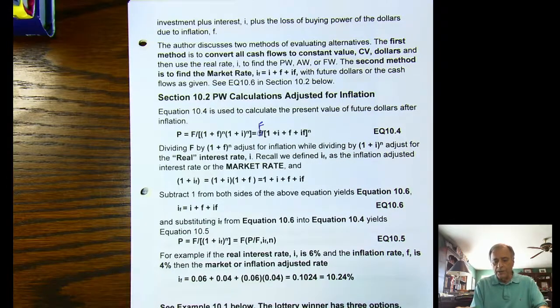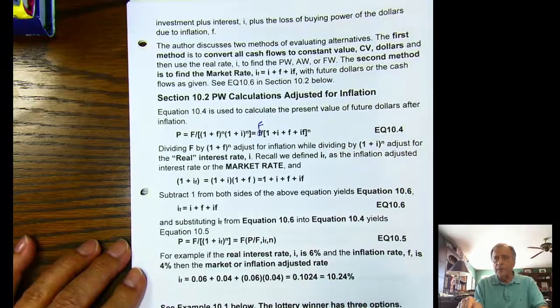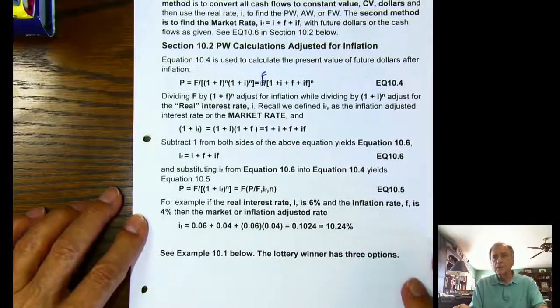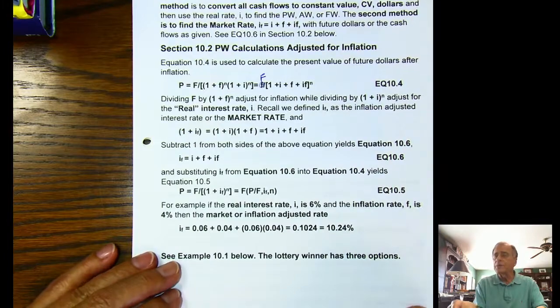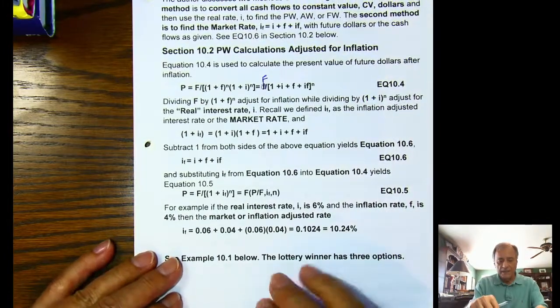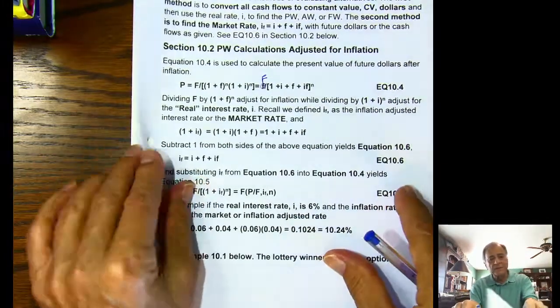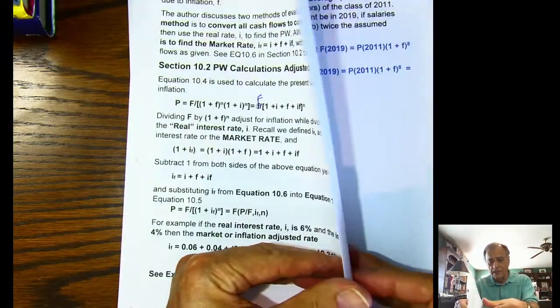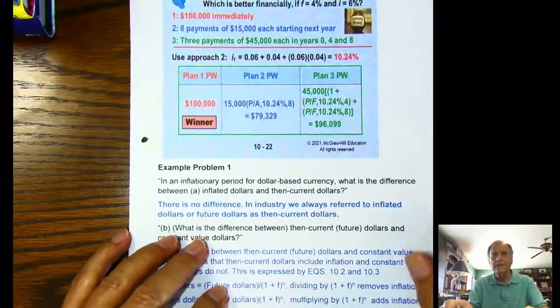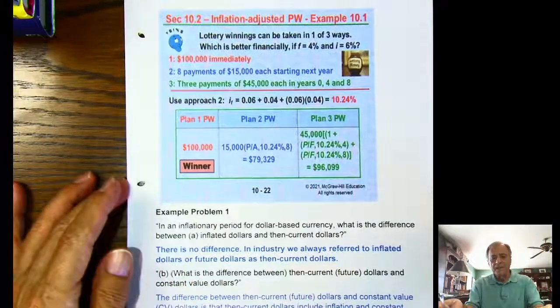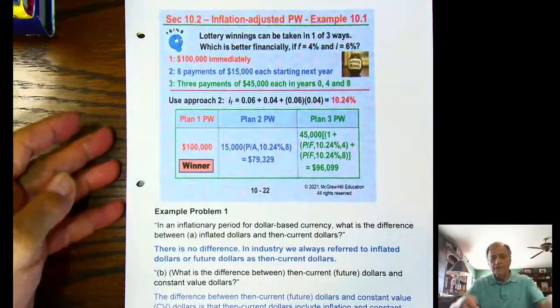So we're going to do an example of looking at what would happen to a lottery winner who has 3 options on collecting your money. That would be nice to be a lottery winner, I suppose. Although I don't think many of them have been more happy after they get it. Anyway, here's the situation.